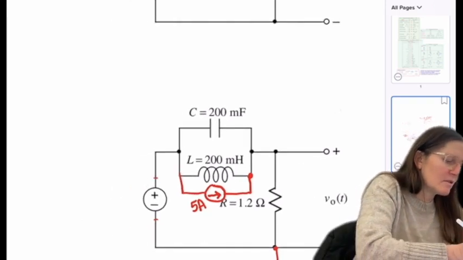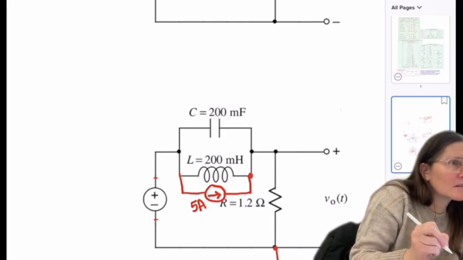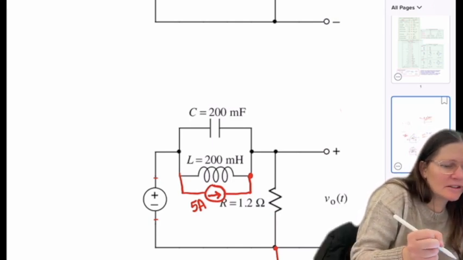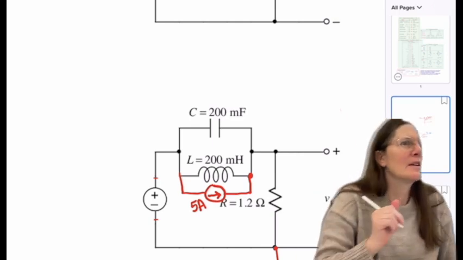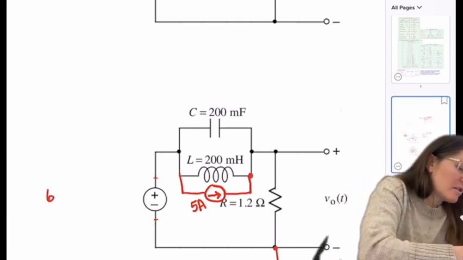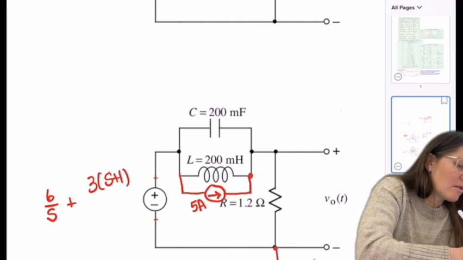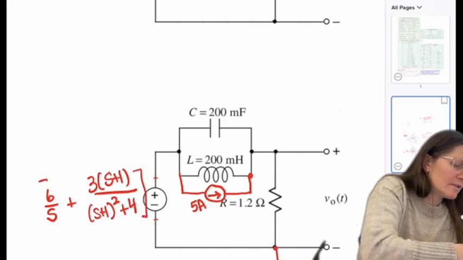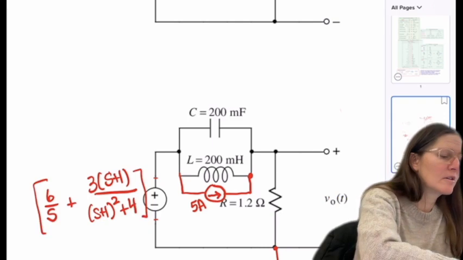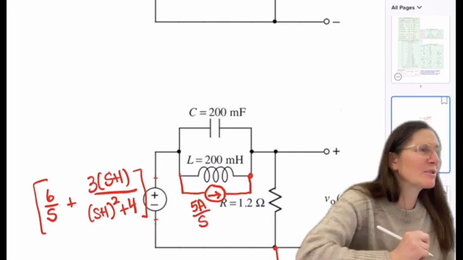Why would you use the current source instead of just using the voltage source? Preference? You could do either one, whatever your preference is. Since they're already in parallel, I'm going to choose the one in parallel. The voltage source is 6 over S plus 3 times S plus 3 over S plus 1 squared plus 4. Correct. Okay, good translation. For the current source we choose it would be 5 amps over S. Yes, sorry. 5 amps over S.